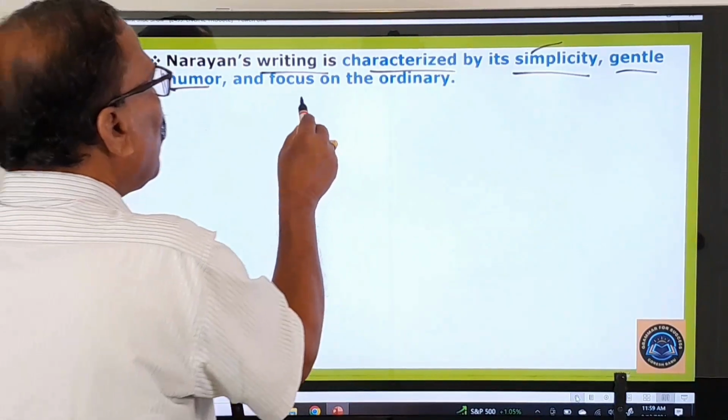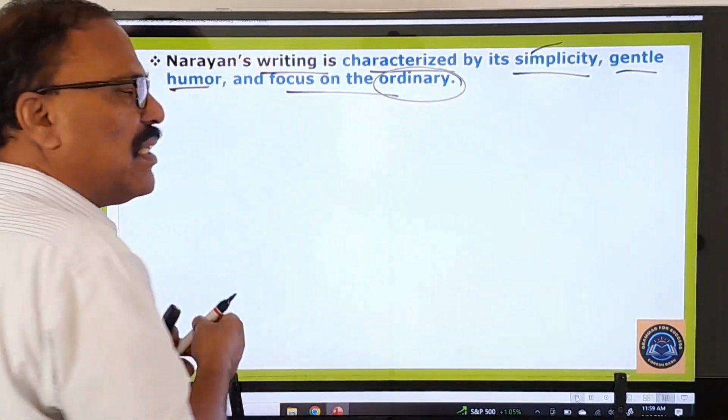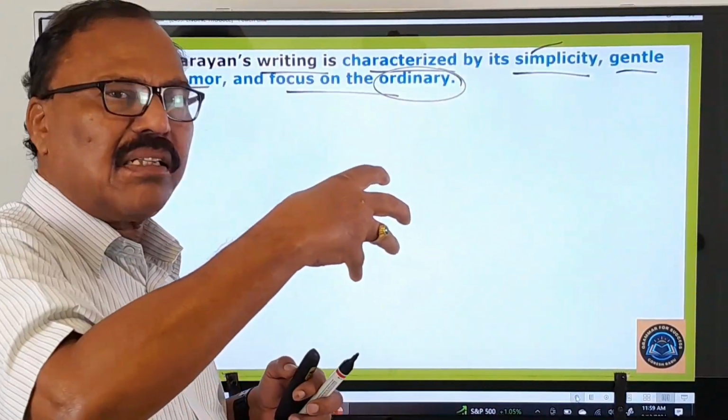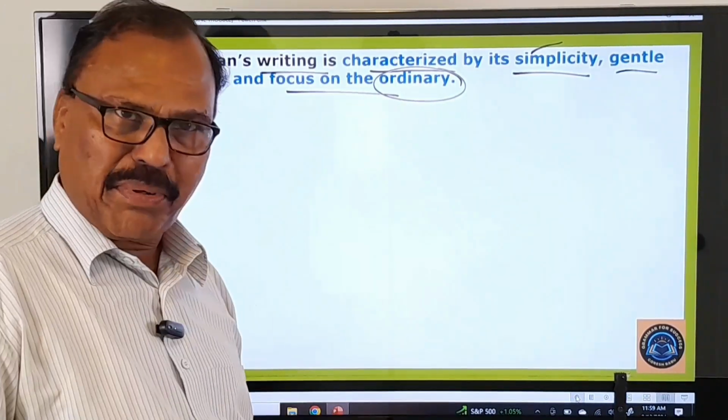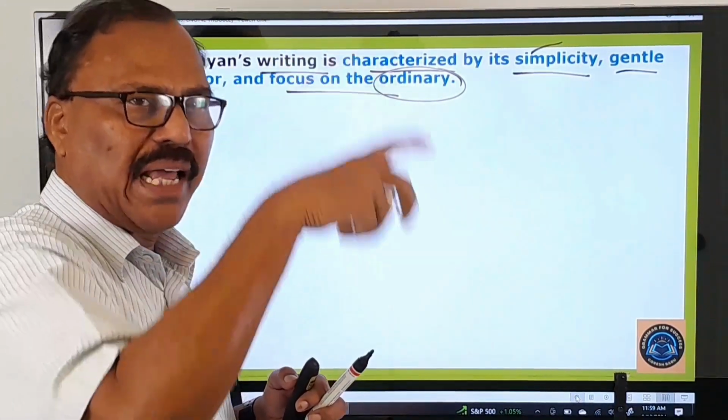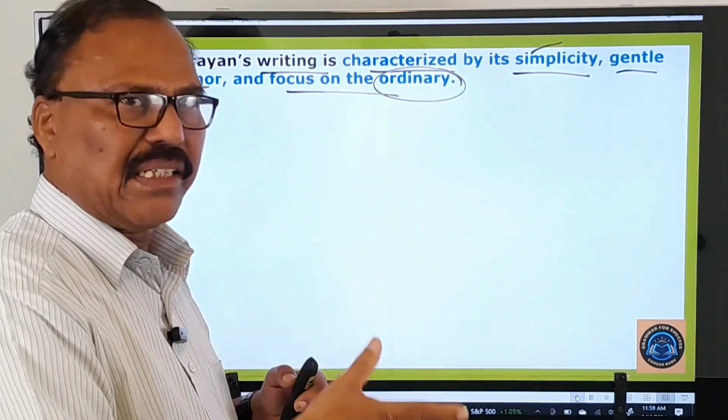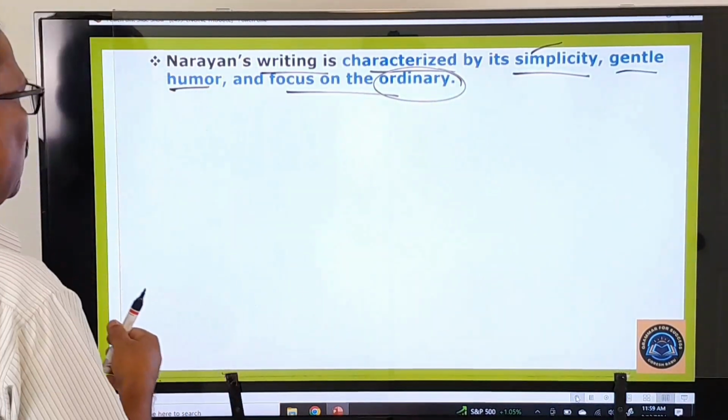Okay, and focus on the ordinary. So generally his characters in the novels and the short stories are all ordinary people. He employs all ordinary characters in his writings. That is the point. And you go to the next point.